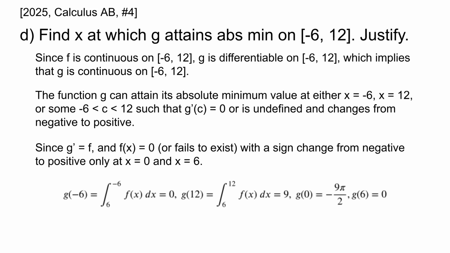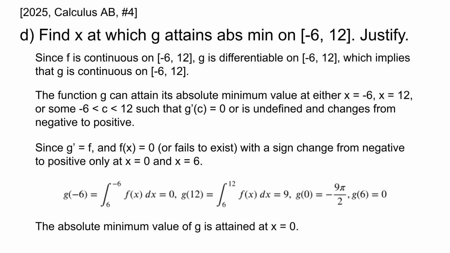So just evaluating at the candidates, g of -6 is the integral from 6 to -6 of f of x dx, that's 0. G of 12 is the integral from 6 to 12 of f of x dx, that's 9. G of 0 is -9 pi halves, as we've already determined, and g of 6 is also 0, based on properties of integrals. Therefore, the absolute minimum value of g is attained at x equals 0.